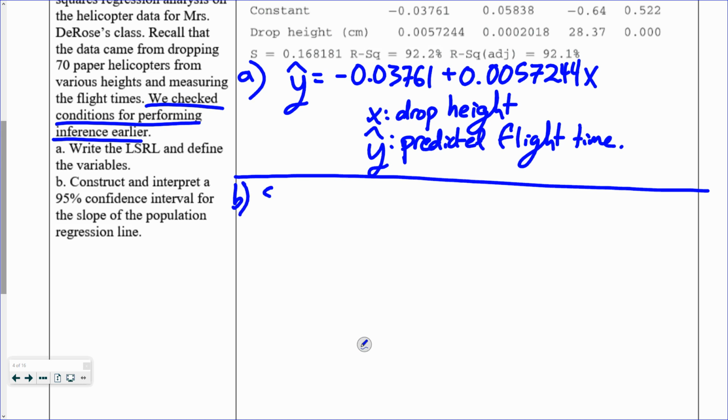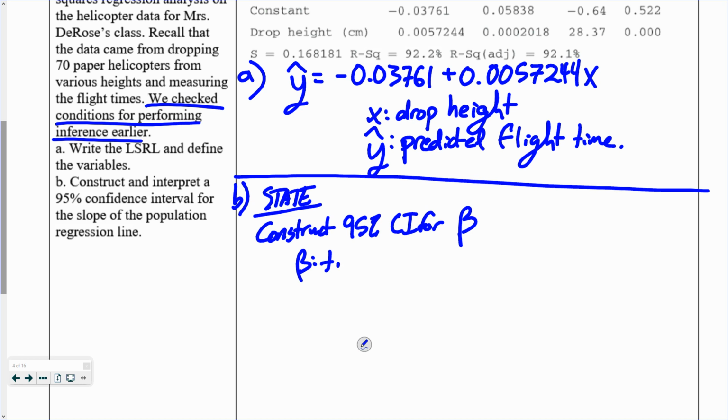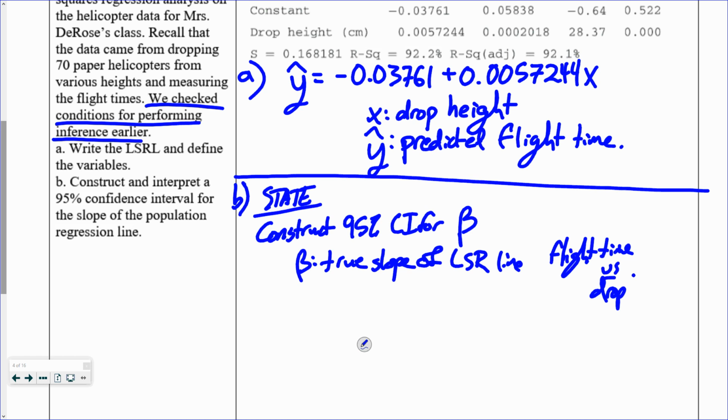So part B. First, we're going to state, we're going to construct a 95% CI for beta, where beta is the true slope of the LSR line of flight time versus drop height.